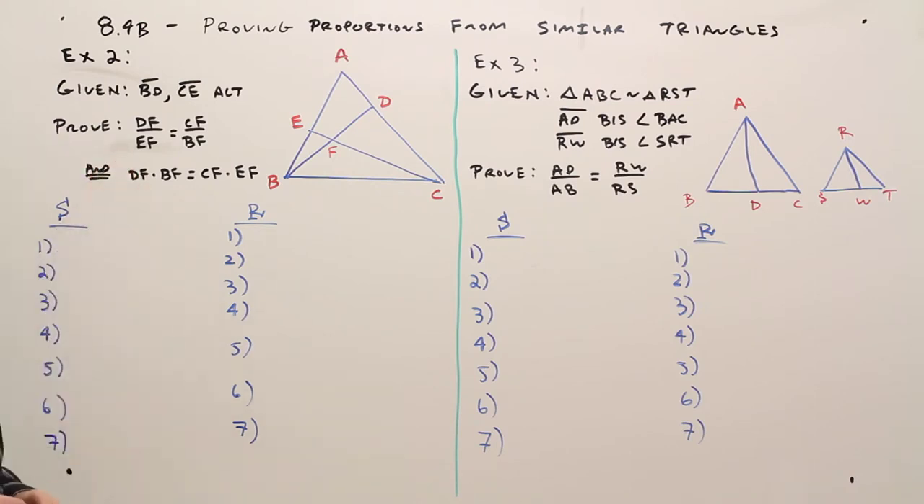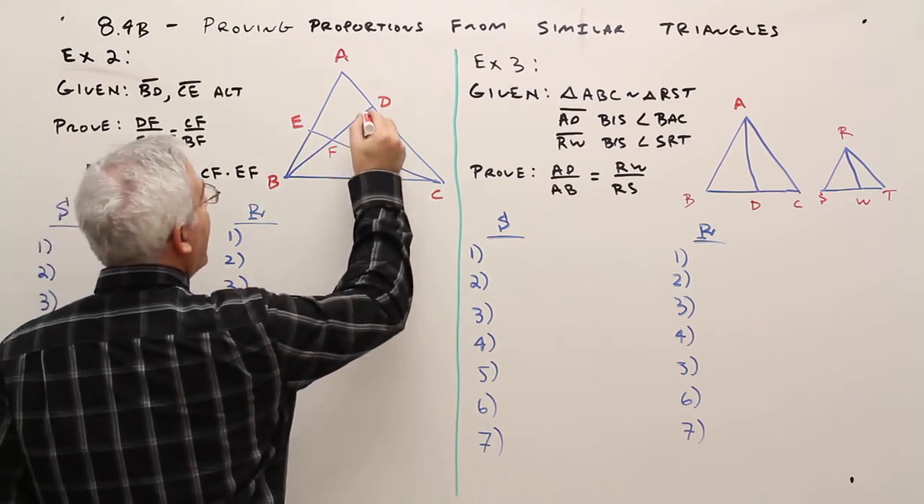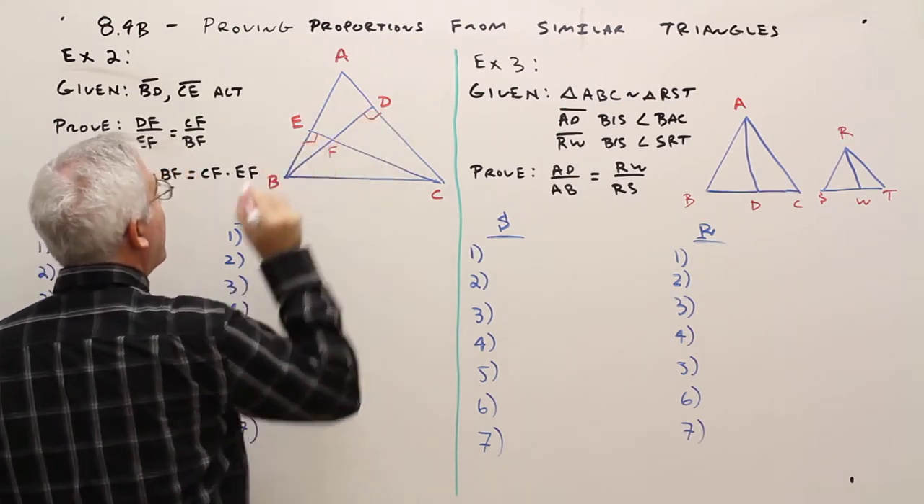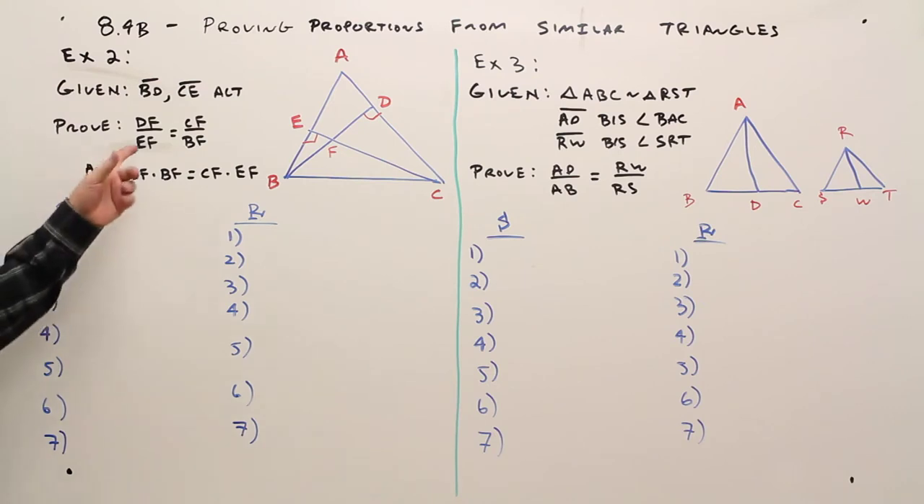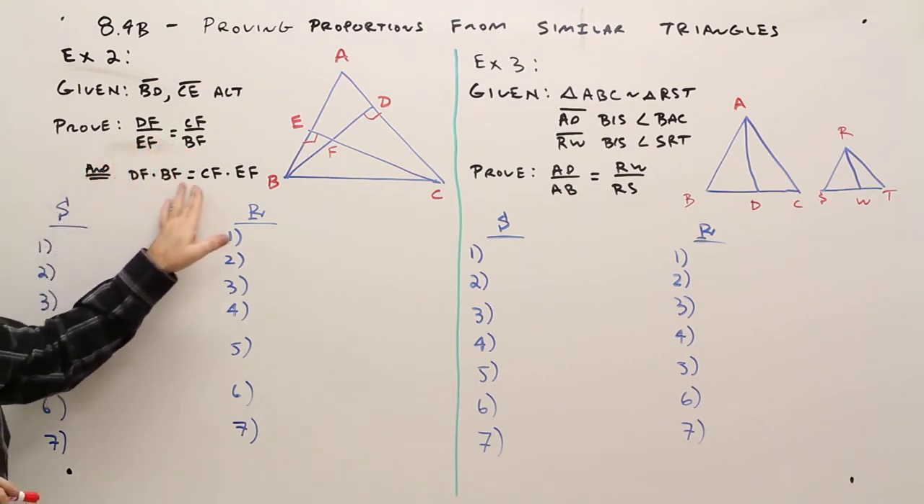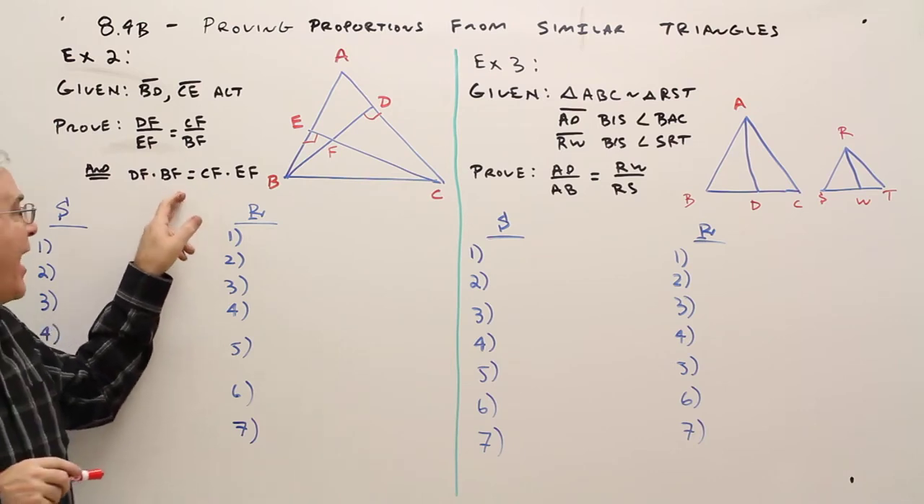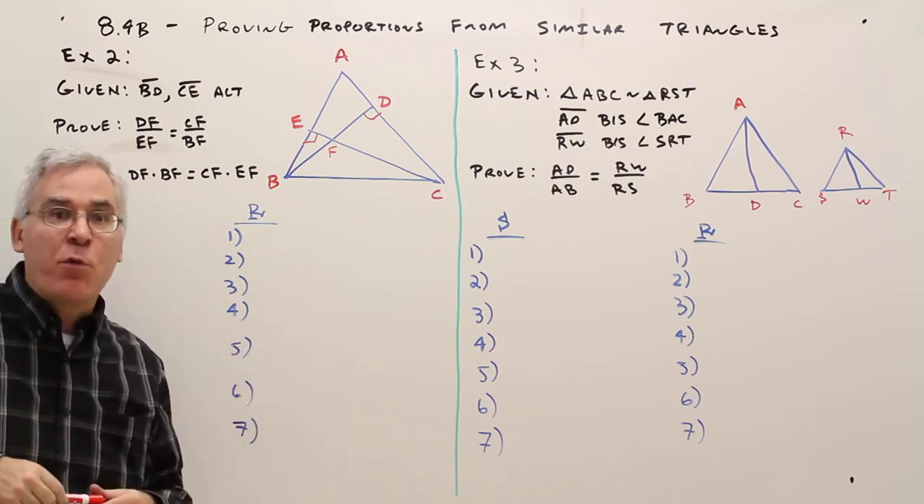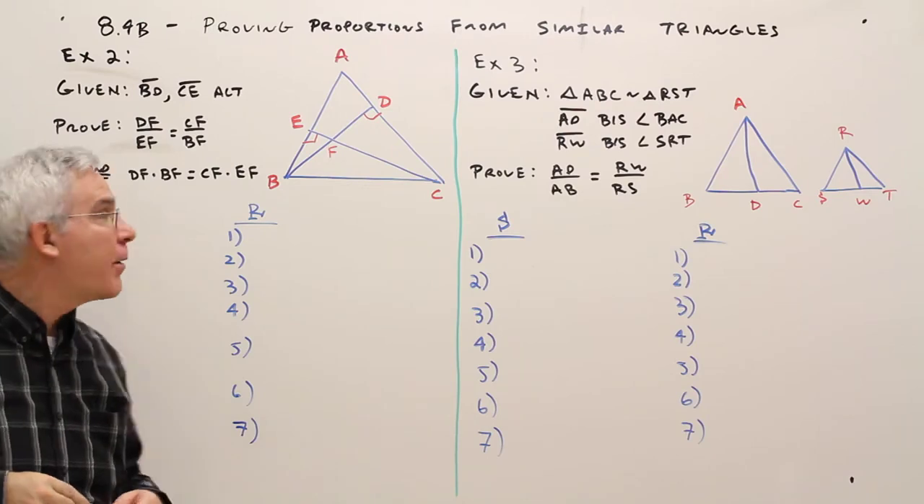Given that BD and CE are altitudes, so right away you're a right angle and you're a right angle. Prove that DF over EF equals CF over BF. And then after that, do this extra step. I added this to your notes just so you would have more practice with what to expect in the homework.